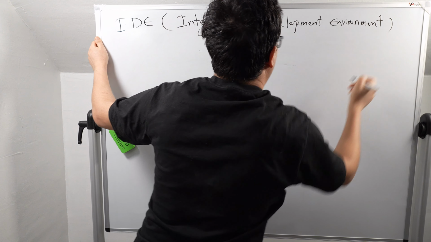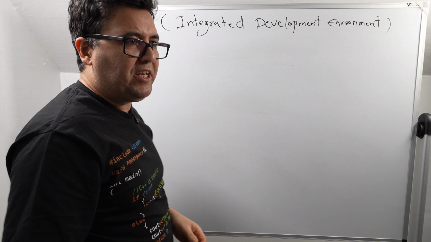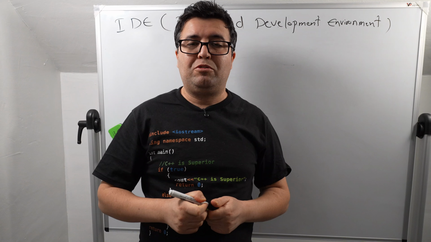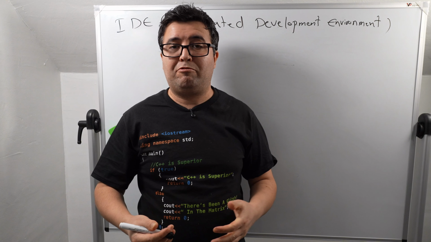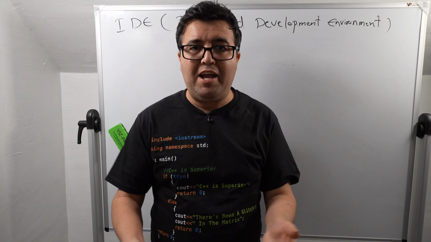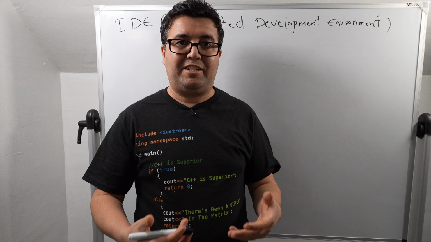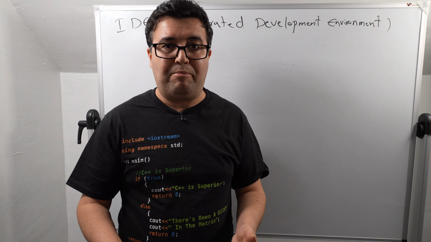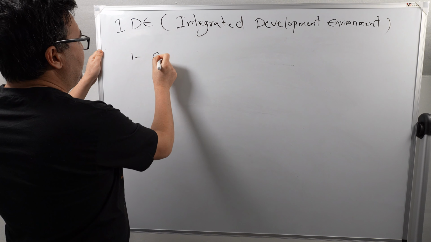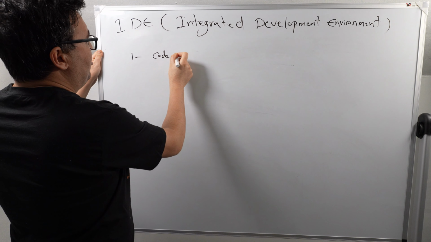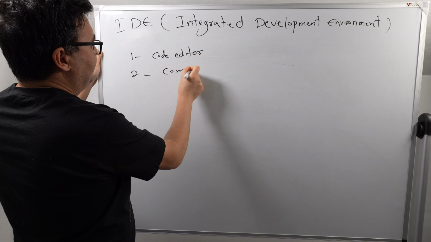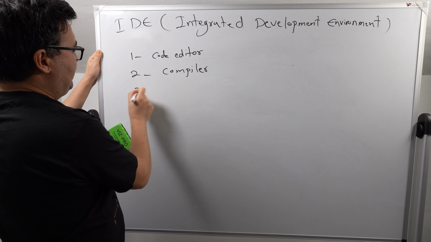The IDEs are applications or software which help programmers write programs very easily. We use IDEs as programmers to help us write programs more quickly. And when we download an IDE, it has everything. It has the code editor, where we write our code. It has the compiler. It also has formatting.